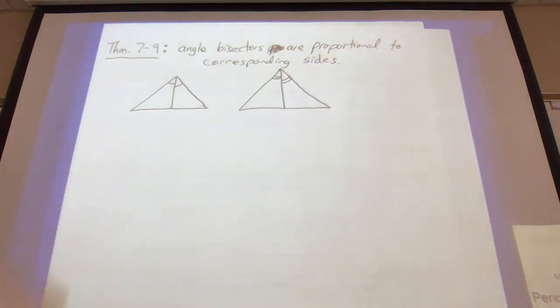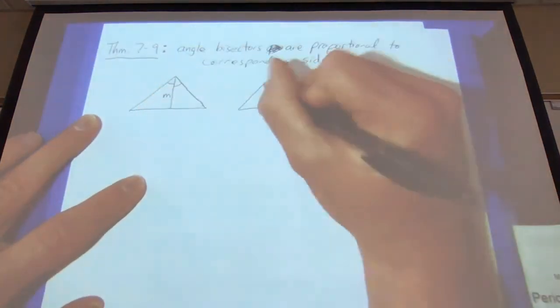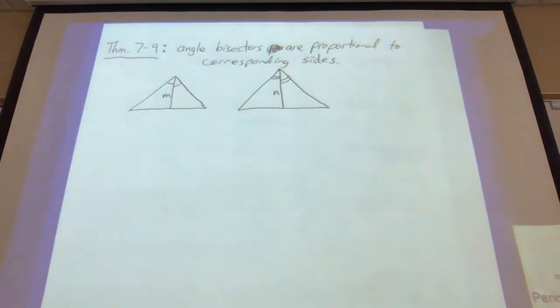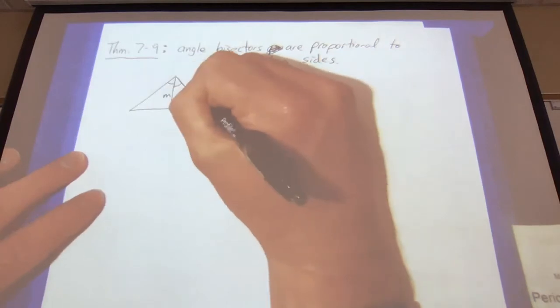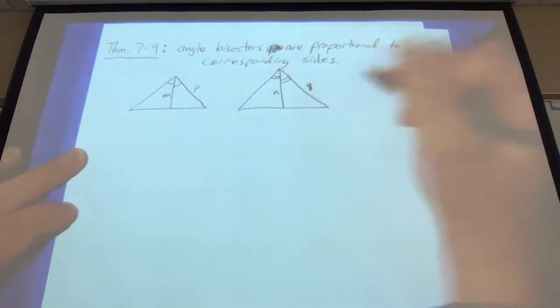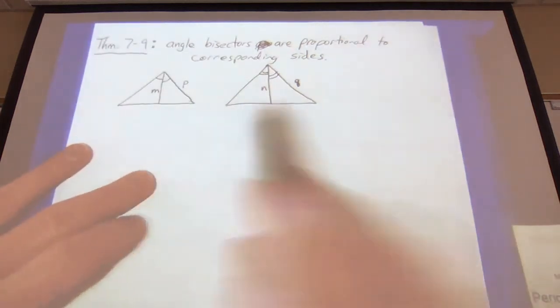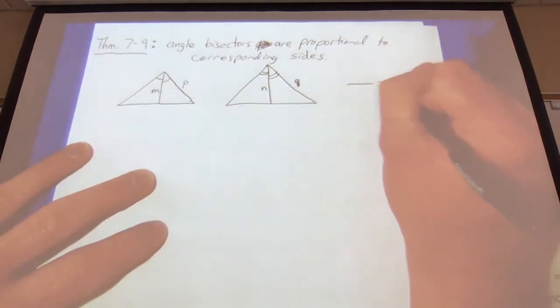And then just like before, they're going to give you four parts. So the angle bisectors are going to be two of them. I'm going to call the angle bisectors M and N. They'll also give us a set of corresponding sides. I'm going to use the right-hand sides this time. We'll call them P and Q. And then just like before, those are going to be proportional. So we'll set up our proportion with four parts.